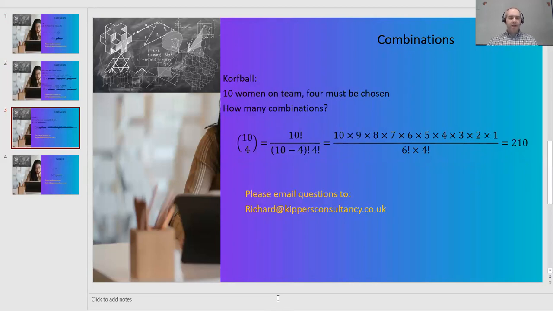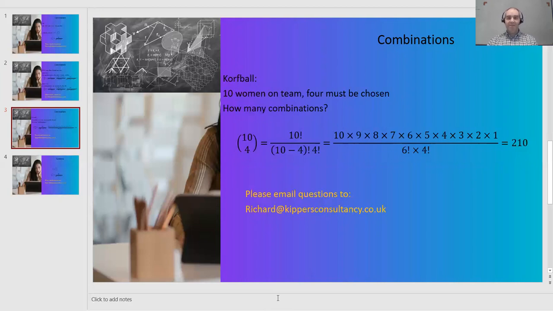Okay, so now let's look at a real life example. In korfball, there are 8 players, 4 men and 4 women. Let us imagine the coach has 10 women on the team and 4 must be chosen to play in the team. How many combinations of women are available for the coach to select in the game?